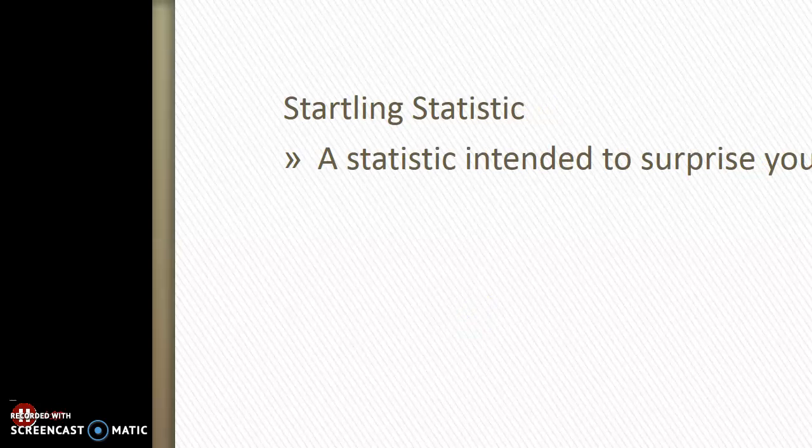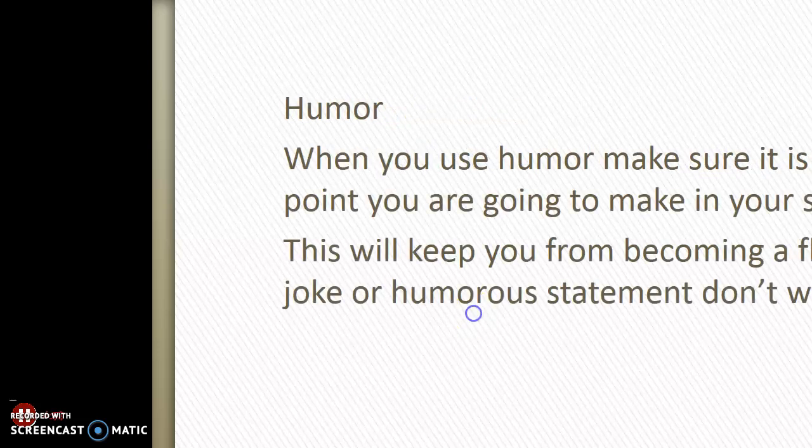You could start with a startling statistic. This is some kind of numerical representation of what's going on that you think will surprise them. Every year in America, 1.5 million cats and dogs are killed because nobody wants them. That's a true statistic, and that would be a great startling statistic to start out a talk about the importance of spaying and neutering pets.